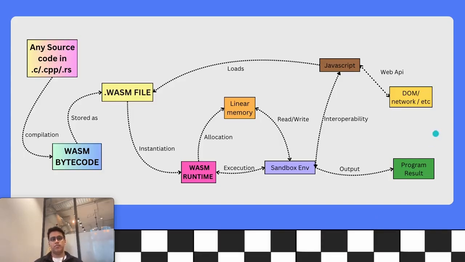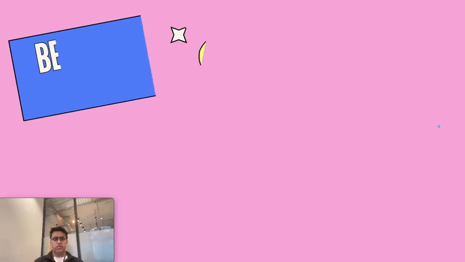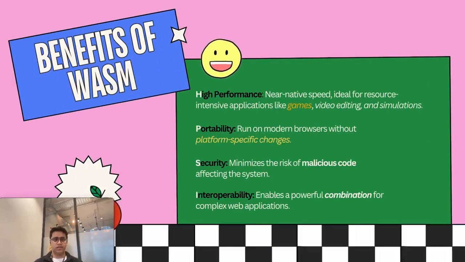So this is how WebAssembly works, and any program which is written in a not so familiar language for the browser, which is not JavaScript, can eventually interact with the DOM and the web APIs. So what are the benefits of WebAssembly?